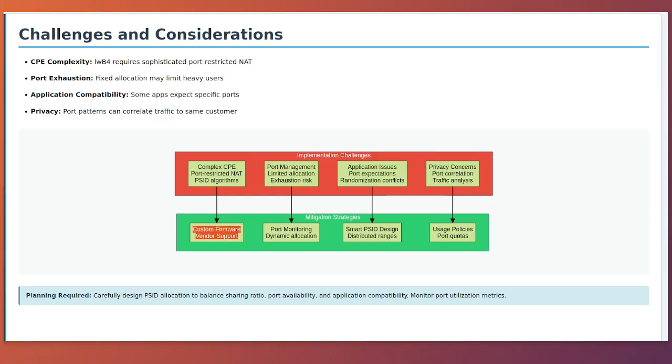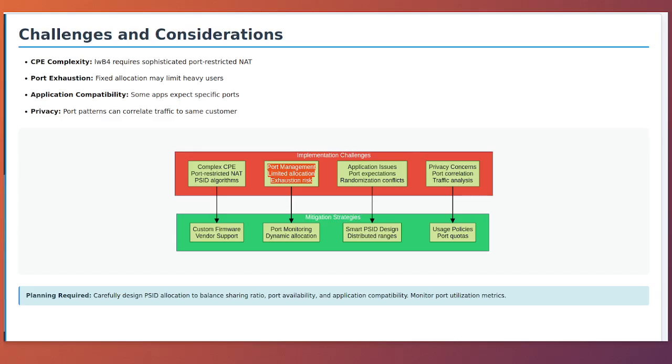Port exhaustion is another concern that requires careful planning. With Lw4o6, each customer receives a fixed allocation of ports, typically somewhere between 200 and 2,000 ports, depending on the sharing ratio. For most residential customers, this is adequate for normal usage patterns. However, power users or customers running servers, peer-to-peer applications, or other port-intensive services can exhaust their port allocation. When this happens, new outbound connections fail until existing connections close and release ports.